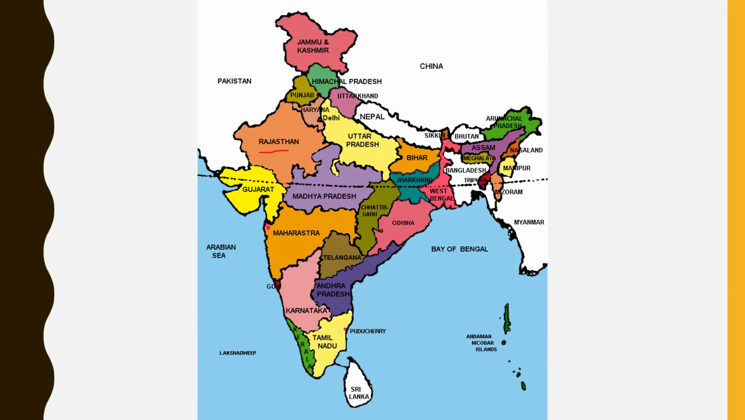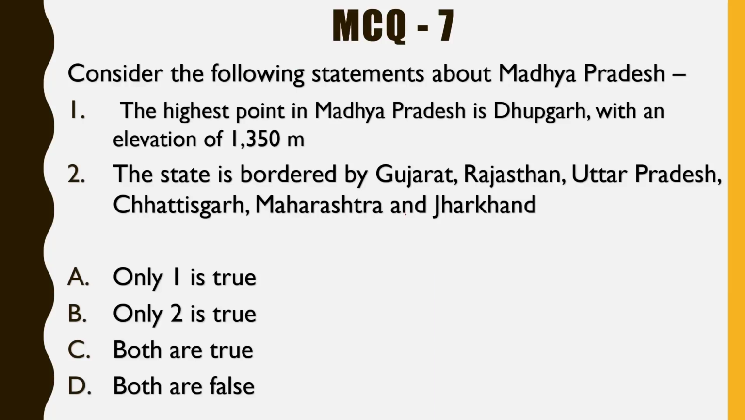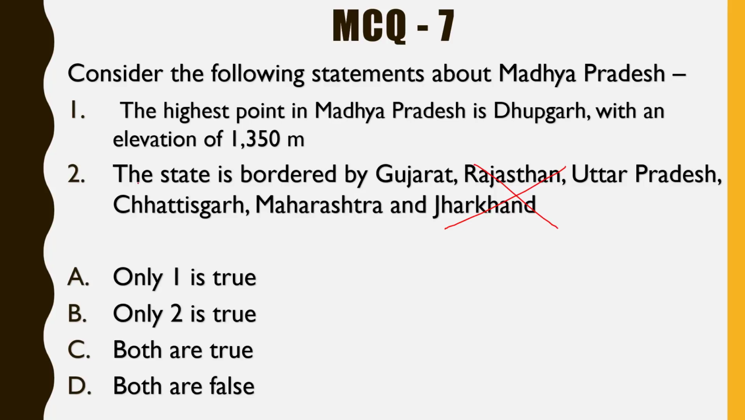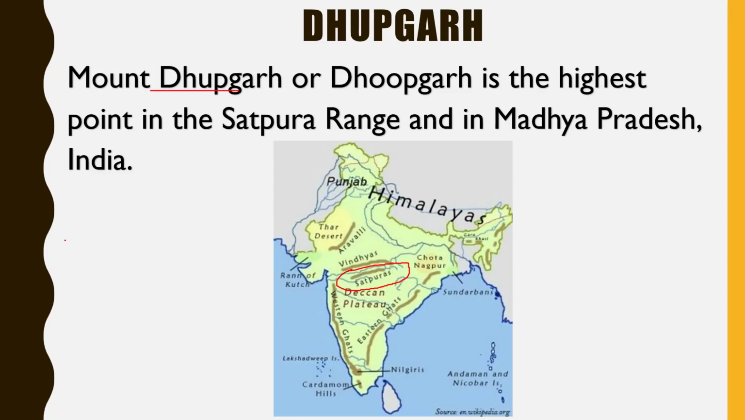It shares its border with Rajasthan, UP and Chhattisgarh, Maharashtra and Gujarat. It does not, however, share any border with Jharkhand. So this part is incorrect. Second statement is incorrect. And I would also like to mention that Mount Dhupgarh is part of the Satpura range. So you might be asked this in exam as well. The first statement is absolutely correct, as we just verified. So our answer is A. Only one is true.